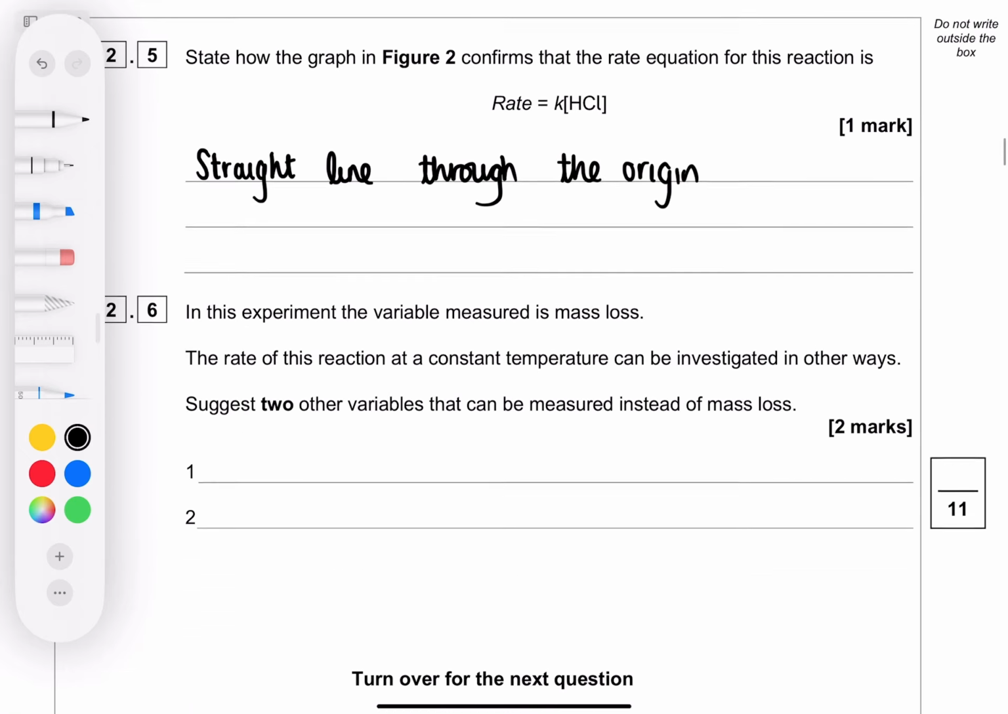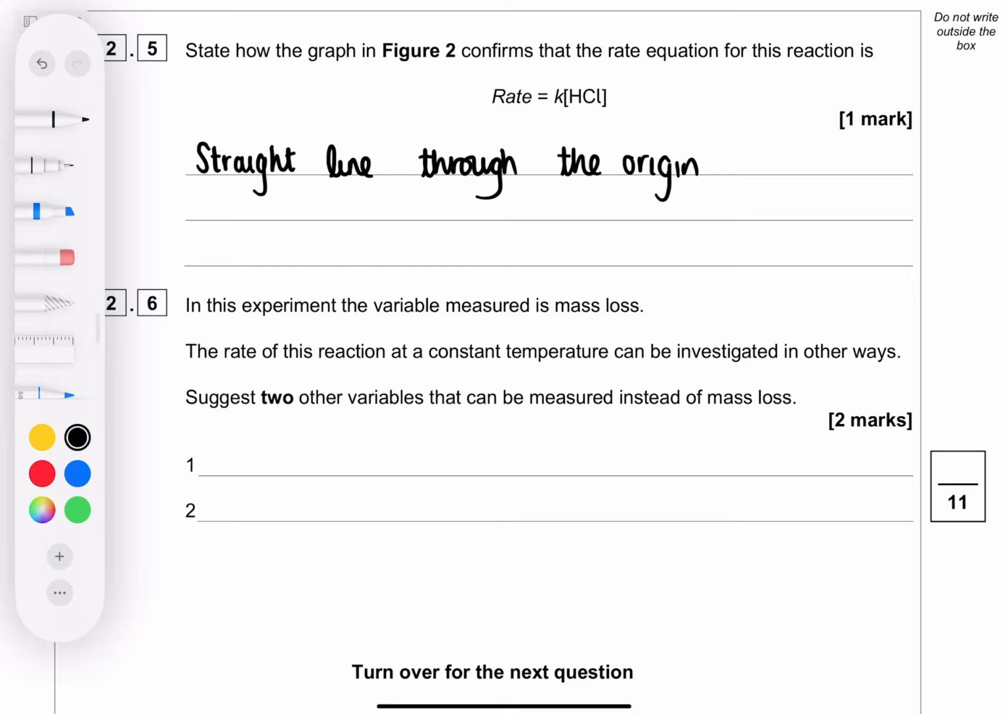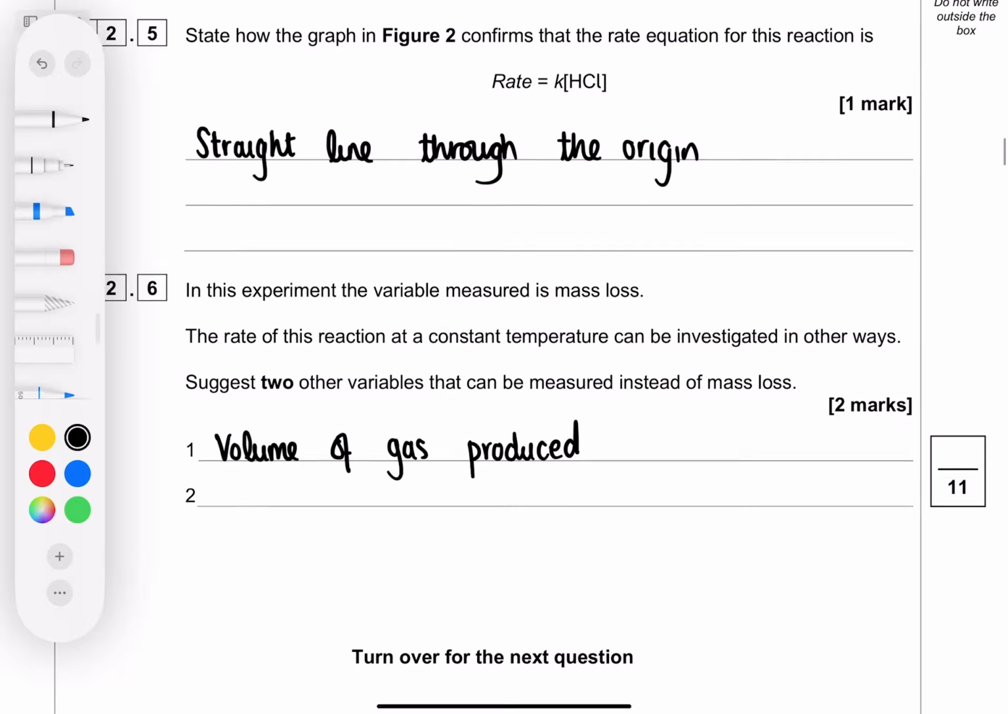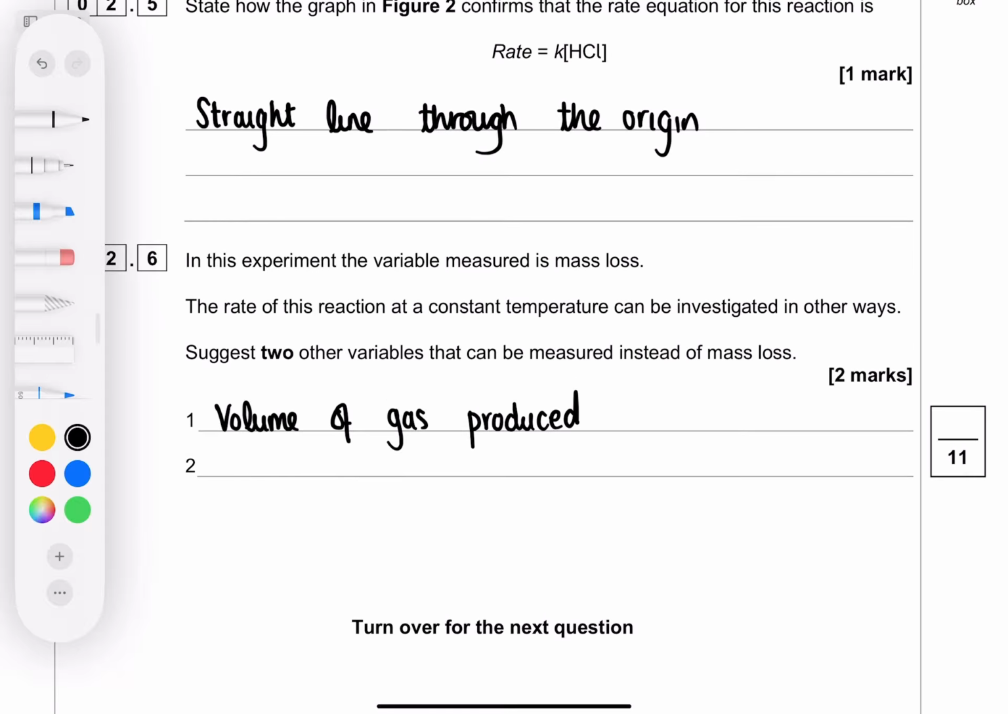In this experiment, the variable measured is mass loss. The rate of this reaction can be investigated in other ways. State 2 other variables that could be measured instead of mass lost. We could have attached a gas syringe and measured the volume of gas produced, CO2 in this case. We were using an excess of calcium carbonate, so we were using up all our hydrochloric acid, so we could have measured the pH over time as well.